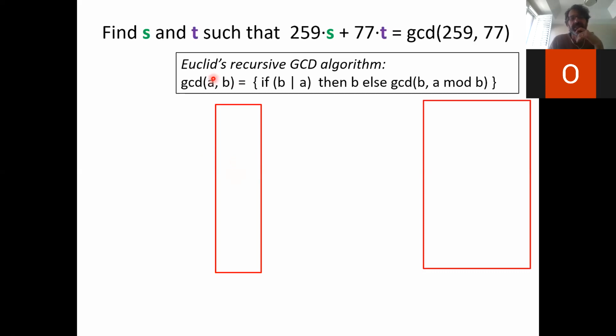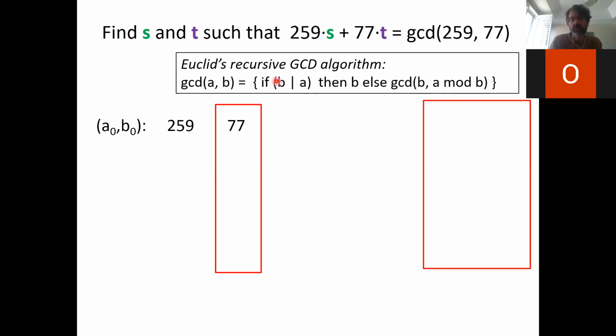So here is Euclid's recursive algorithm in a nutshell. GCD on A, B. If B divides A, then you return B. That's the base case. If this is not true, then you recursively call GCD on the modified inputs. Okay, so let's see how this works. This was the example I messed up last time. 259 and 77 are the first A and B that we're calling with.